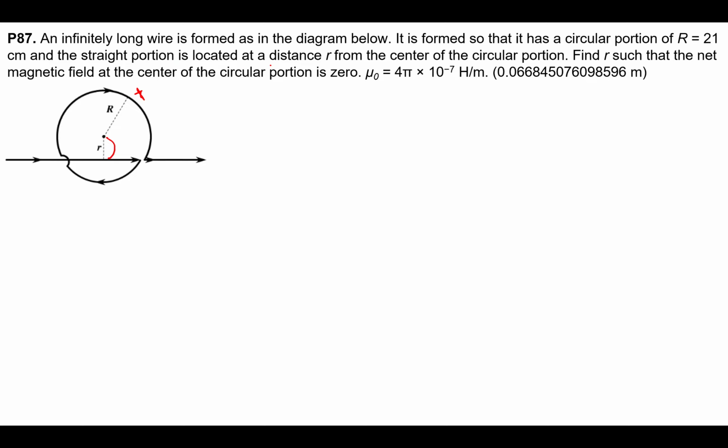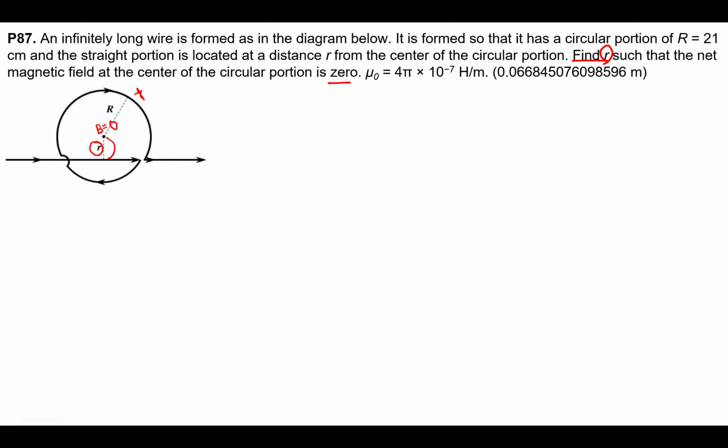Okay, we need to find out small r such that the net magnetic field at the center of the circular portion is 0. So here you want to find out r such that this goes to equal to 0. Okay, so that's the thing we need to find out.